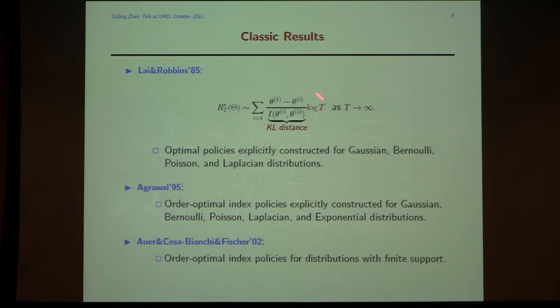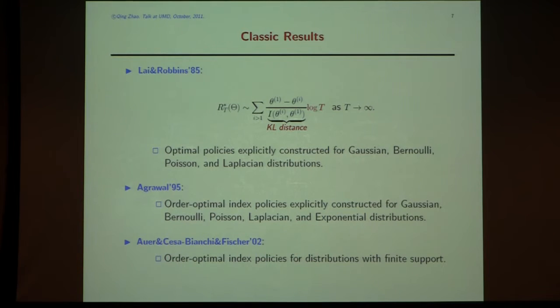The first thing they showed is a fundamental limit on the regret. So this is the minimum regret we can have. It shows that the regret has to grow at logarithmic order with time t. And they also obtained the leading constant in front of the log. So this is the best we can hope for. And they also constructed policies to achieve this minimum regret, but only for 4 specific reward distributions. So if our reward follows Gaussian, Bernoulli, Poisson, or Laplacian distributions, then we know the optimal policy we should follow to achieve this best regret.